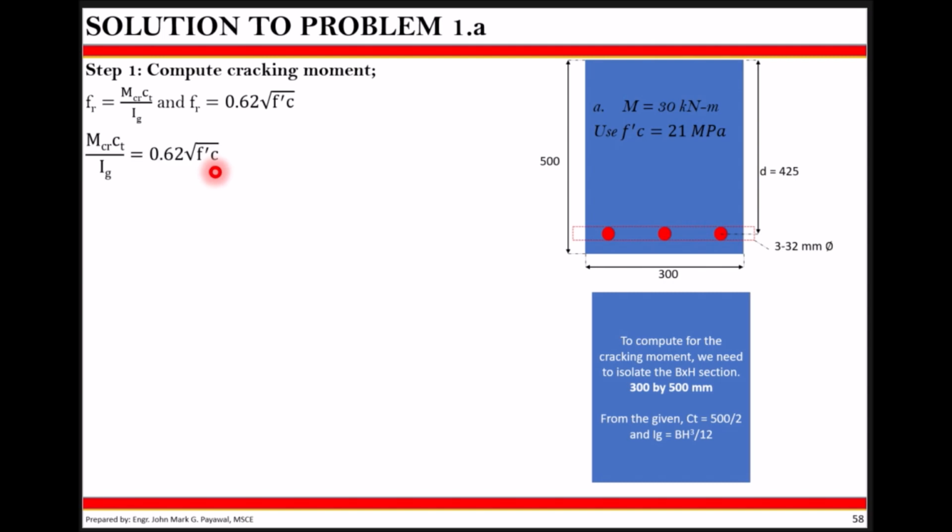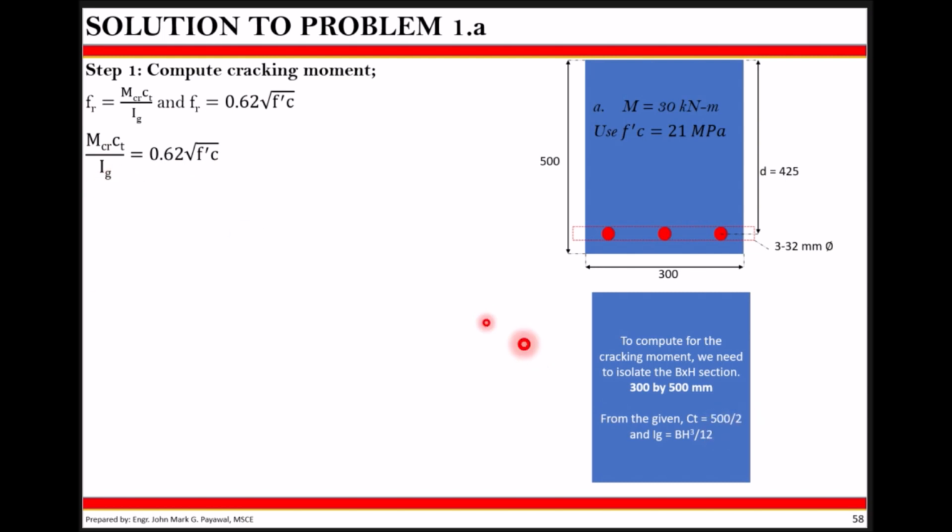Continuing, MCR multiplied by CT over IG would be equated to 0.62 the square root of FC prime. Bakit? Kasi dito nga dalawang to, yung F sub R, dalawa yung possible values niya. So, i-relate natin siya para makuha natin yung cracking moment. Paano natin makukuha? CT now is given to be 500 over 2.